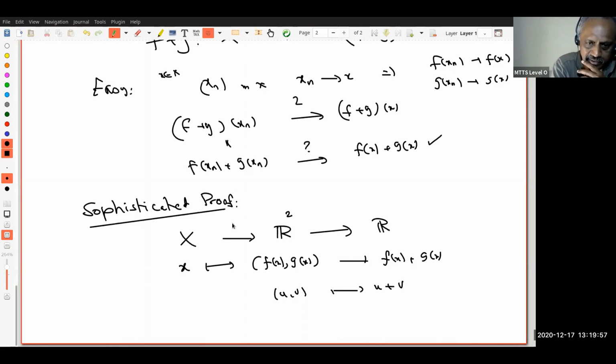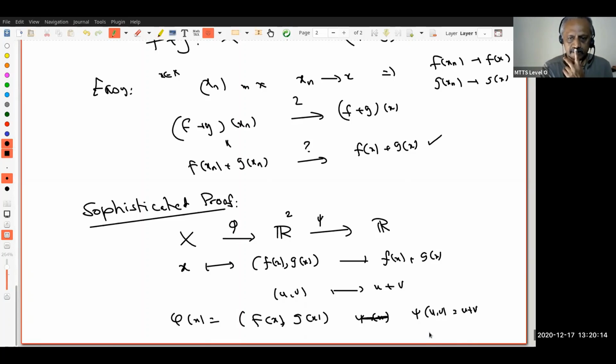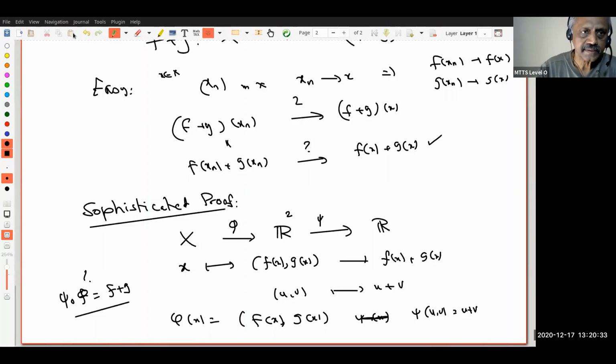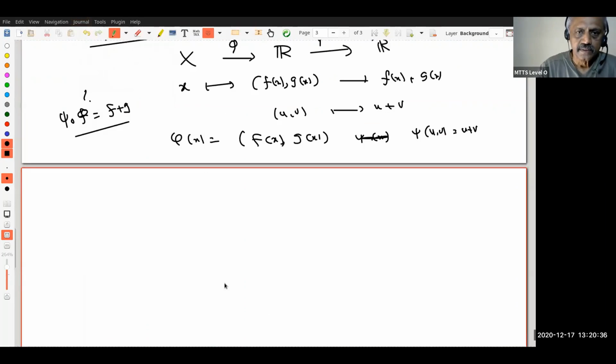Call this map phi, and the addition map xi. Therefore, phi of x is (f(x), g(x)). And xi is from R2, so xi of (u, v) is u plus v. You understand? It is a composite: xi composed with phi is f plus g. Because you start with an x, under phi it goes to (f(x), g(x)), and under xi it goes to the addition. Therefore, I got it. Make sure you understand. Okay, good. Now we are through.